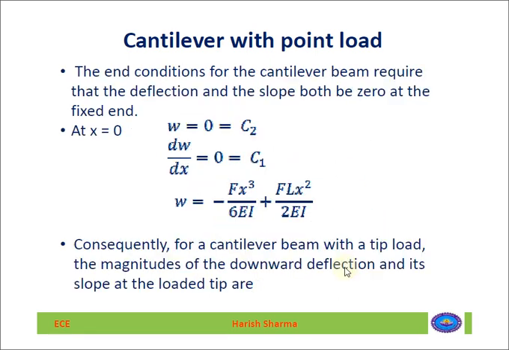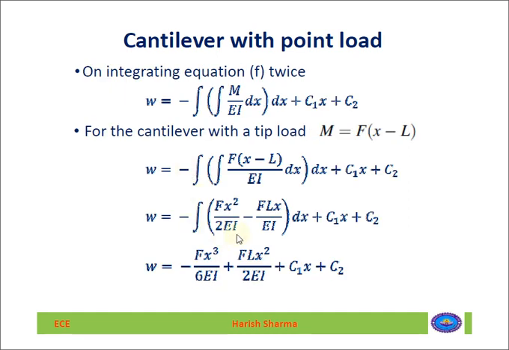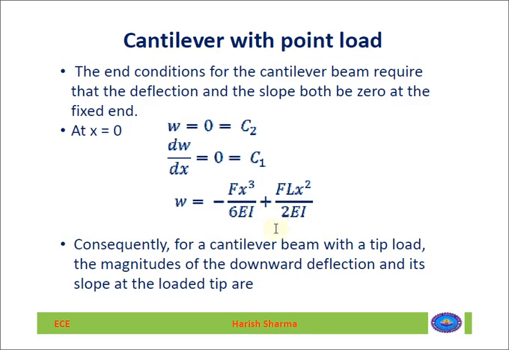Differentiating with respect to x, we can write the equation: F L x square upon 2 EI minus F x upon EI plus c1. Since x is in both quantities, putting x equal to 0 and dw by dx equal to 0, we get c1 equals 0. So the final equation we get is w equal to minus F x cube by 6 EI plus F L x square upon 2 EI.